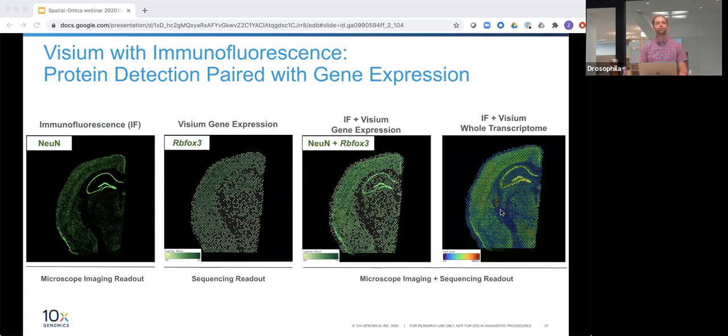So this is, again, your mouse brain. This is stained with NeuN antibody. Then you can look at the gene expression here and see RBFOX3, which encodes NeuN. You see its gene expression highly upregulated here in the hippocampus. You can overlay these images, see that they overlay nicely, and you can even take that further and overlay total UMIs on top of that. So you can get these multiple layers of information now using immunofluorescence. So you can see protein expression, gene expression, as well as total transcriptome information, all in the same experiment.